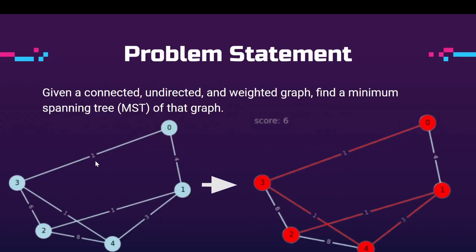So the problem statement for these algorithms is, given a connected, undirected, and weighted graph, how do we find a minimum spanning tree of that graph? How do we go from a graph like this to getting a tree like this? Also, I should note, all of the images you'll be seeing on these slides were made by my program. That's why there's no reference to the images down below.